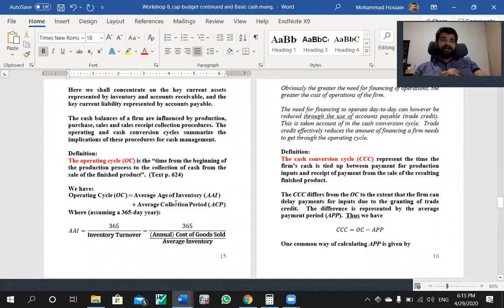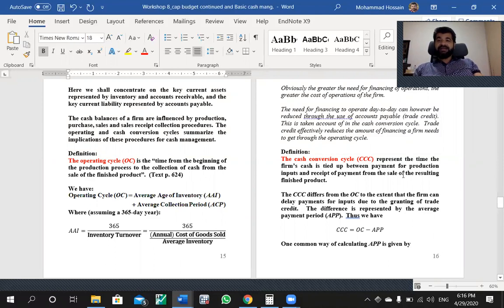Okay, the operating cycle. First we talk about the operating cycle. What is the operating cycle? It means the time from the beginning of the production process to the collection of cash from the sale of finished products, which is actually how long it takes. It is the time from the beginning of the production process until you sell off the finished goods. Start of the project to sale. This is called the operating cycle.